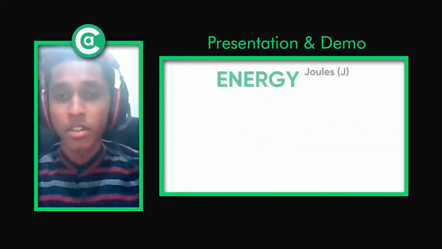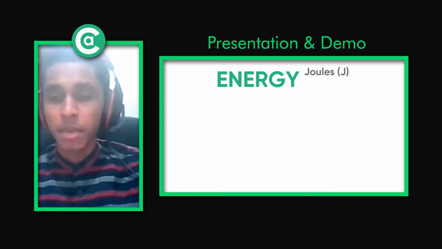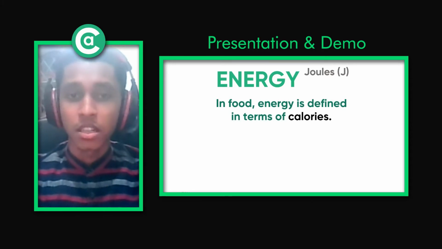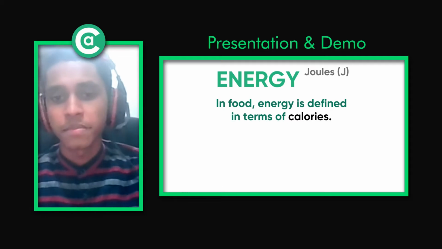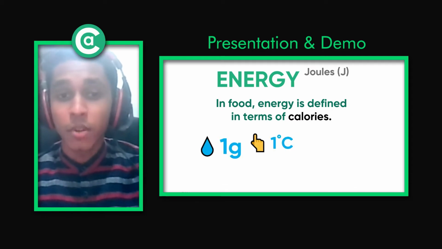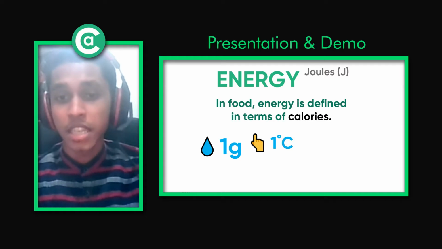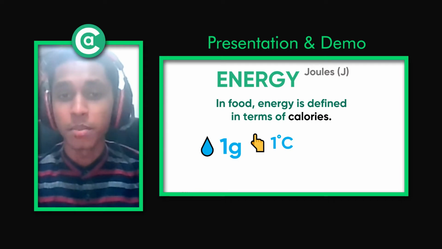Now, talking about energy, it is a quantity measured in joules, and in food, energy is defined in terms of calories. So what exactly is a calorie? A calorie is the energy quantity required to raise the temperature of 1 gram of water by 1 degree Celsius, and this energy value is approximately 4.18 joules.